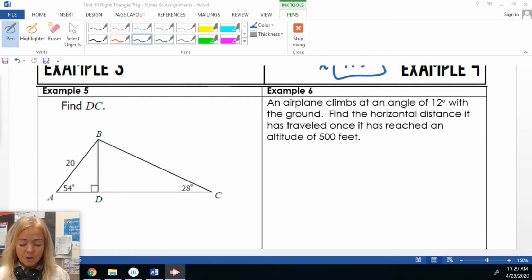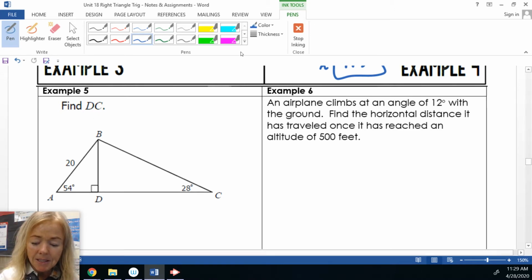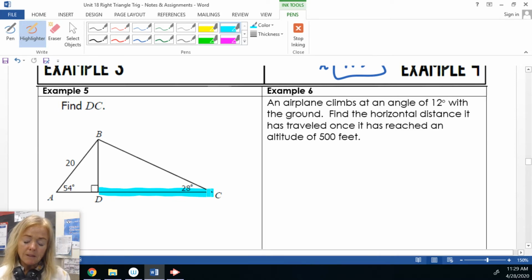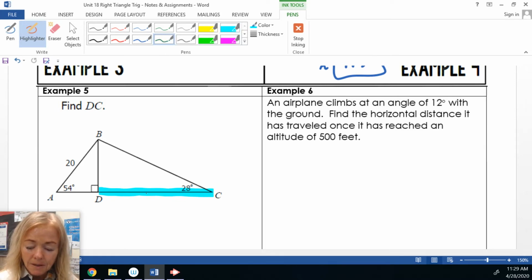So all of those triangles are all different, and they're going to have their own side measures. What we're asked to find is DC. So when you see that DC right there, I'll highlight it. Shouldn't highlight so large. Anyway, that's what we're asked to find right there. That's our unknown.